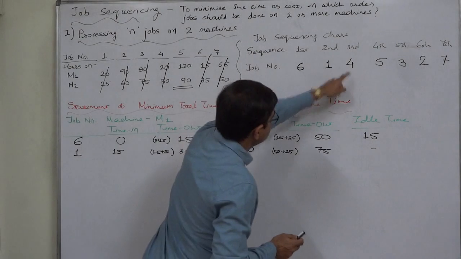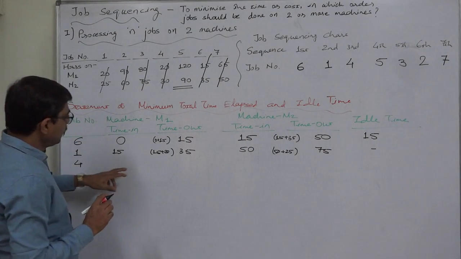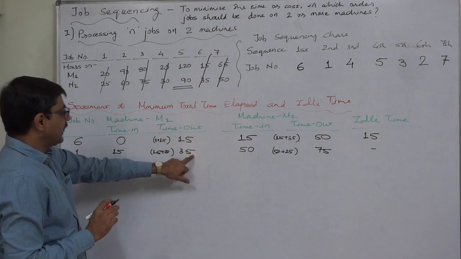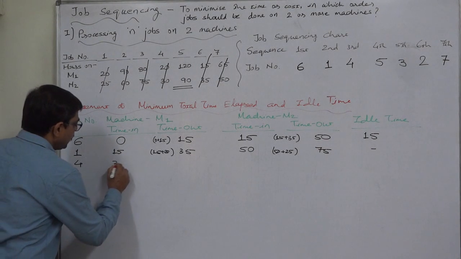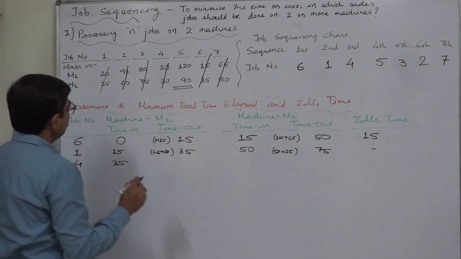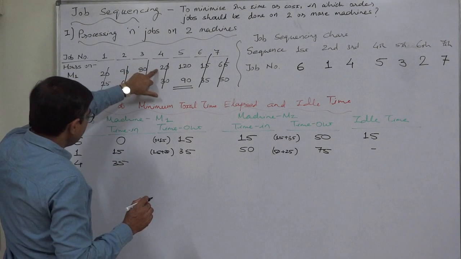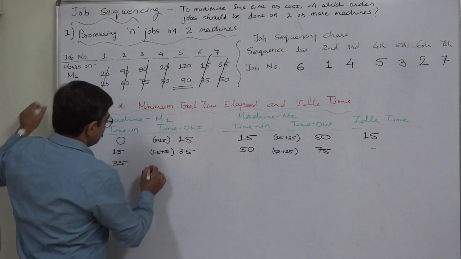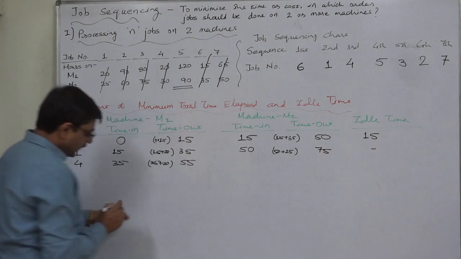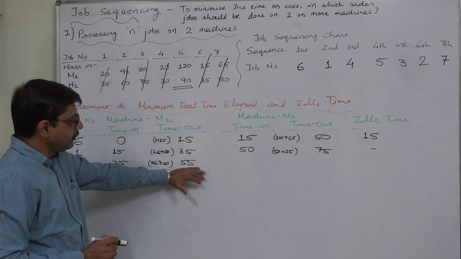The third choice is job number 4. It is the turn of job number 4, first on machine 1. Now machine 1 is free at the end of 35 hours. So 35 will be the time in for job number 4 on machine 1. Job number 4 requires 20 hours on machine 1. So 35 plus 20 hours will be 55. At the end of the 55th hour, job 4 will be completed on machine 1.